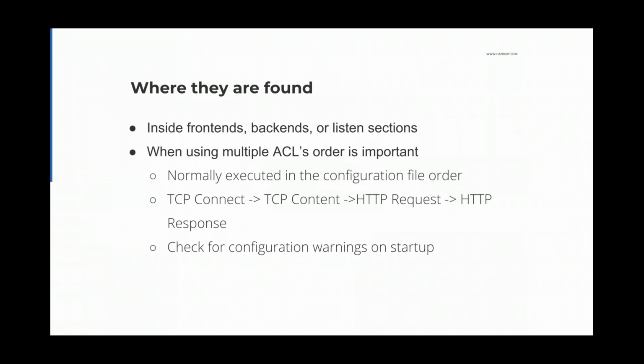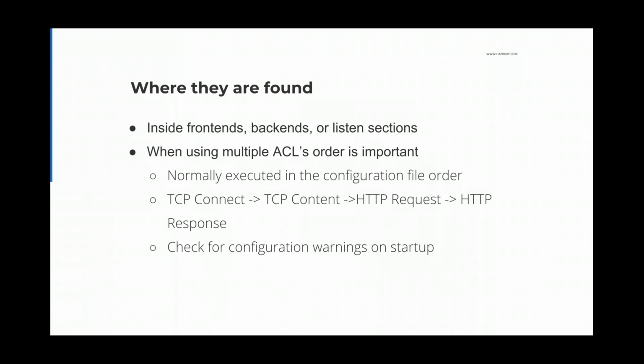So where are ACLs found? You'll find ACLs in front ends, back ends, or listen sections of HAProxy configs. In most cases, you will find the majority of ACLs inside front ends, which is where traffic initially enters HAProxy. Generally, I will put all my ACLs that are doing things such as denying requests or redirecting requests in a front end, and I will only put ACLs in the back ends which are doing things specific to the backend servers.